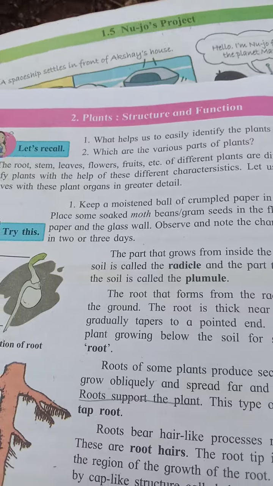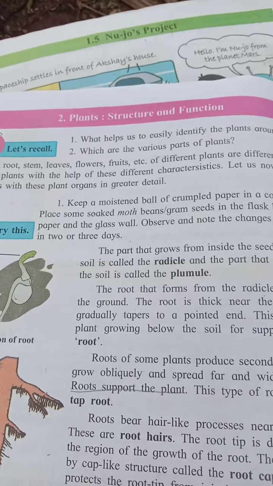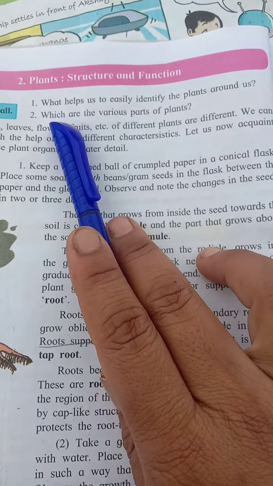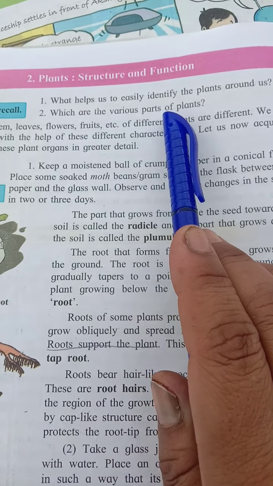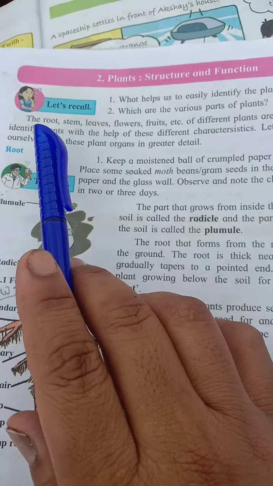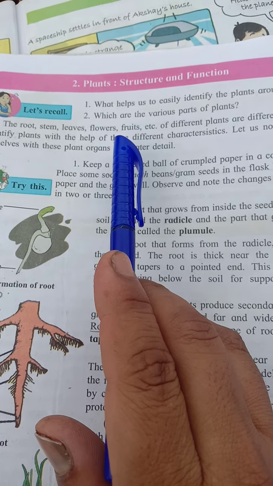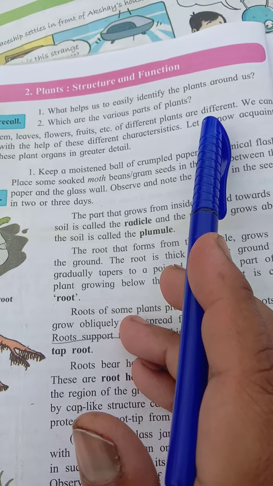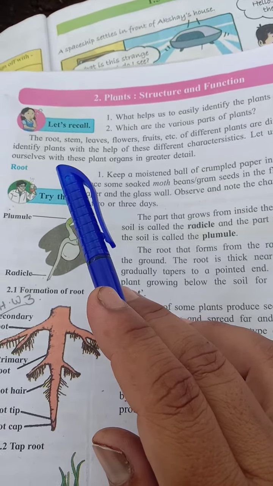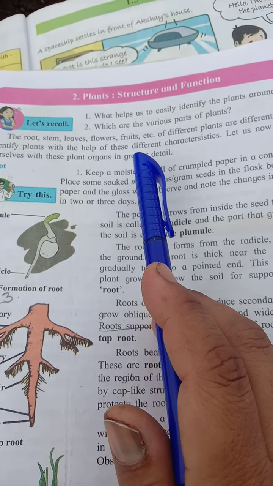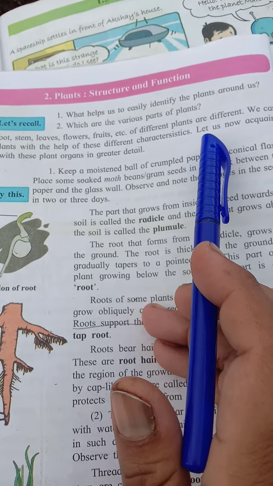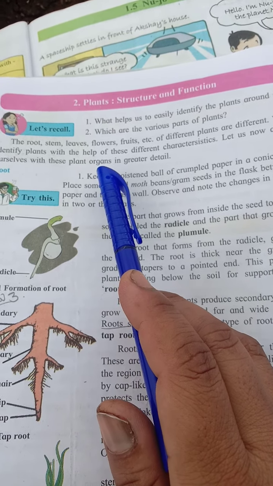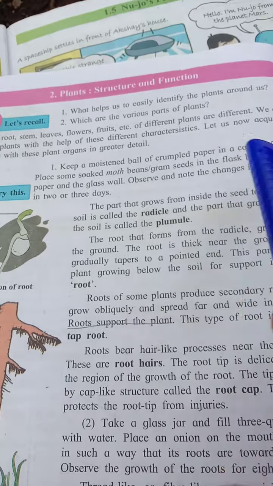Let's recall what helps us to easily identify the plants around us and which are the various parts of plants. The root, stem, leaves, flowers, fruits, etc. of different plants are different. We can identify plants with the help of these different characteristics. Let us now acquaint ourselves with these plant organs in greater detail.